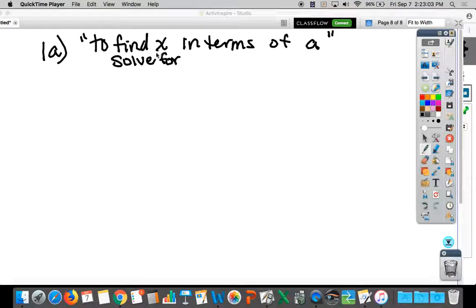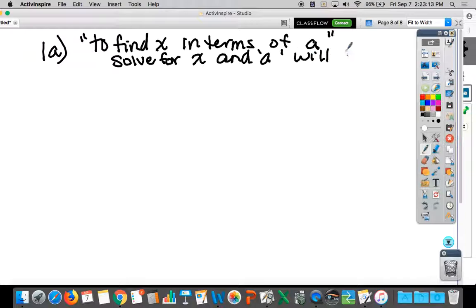So when they have the phrase "to find x in terms of a," they want you to solve for x, and a will be part of your answer. Okay, does that help you understand things a little bit better? So sometimes it's an interpretation thing.